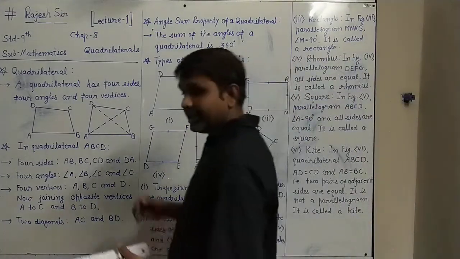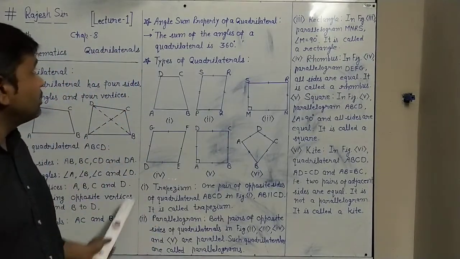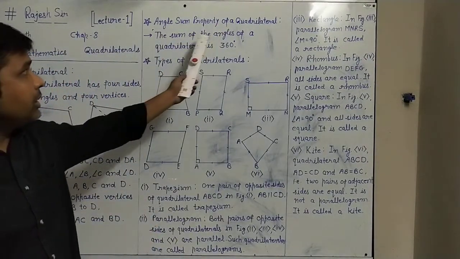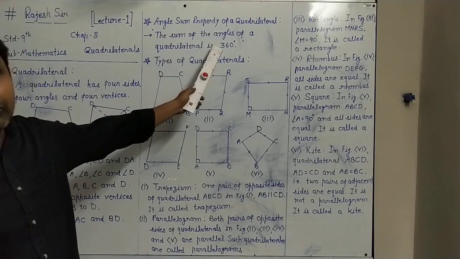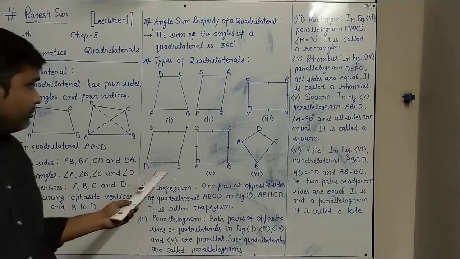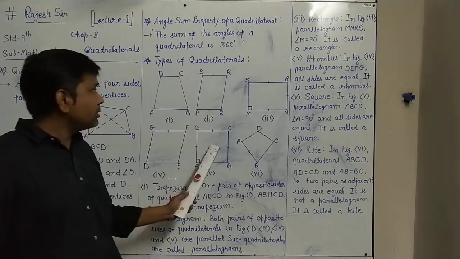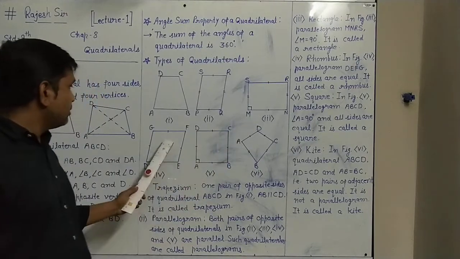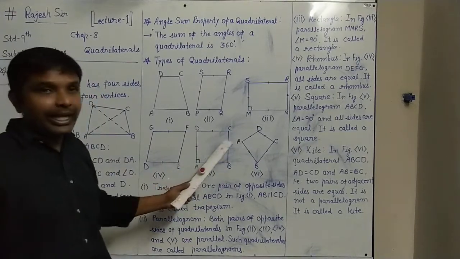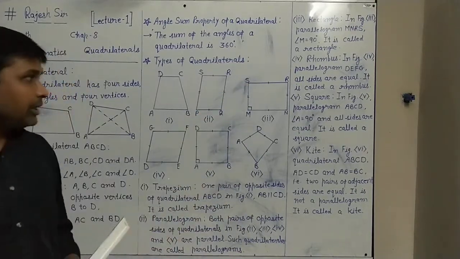So this way, in this lecture, we have understood what a quadrilateral is, the angle sum property of a quadrilateral, that is 360 degrees, all four angles sum to 360 degrees, and the types of quadrilaterals. We have seen trapezium, parallelogram, and these four: rectangle, rhombus, square, and kite, with all the observations.